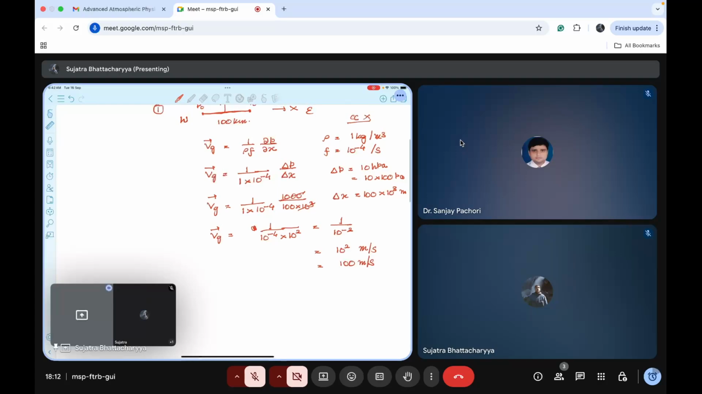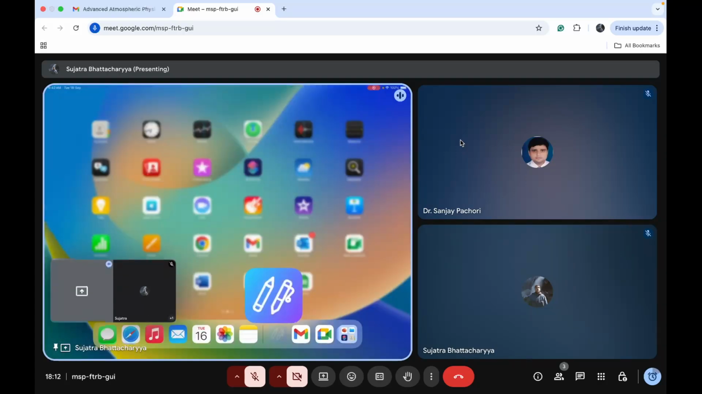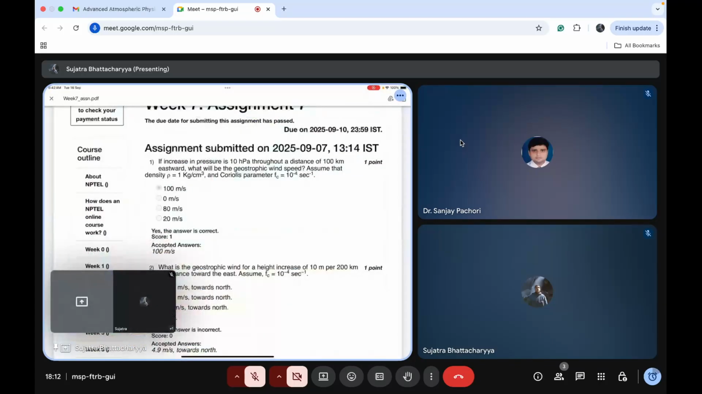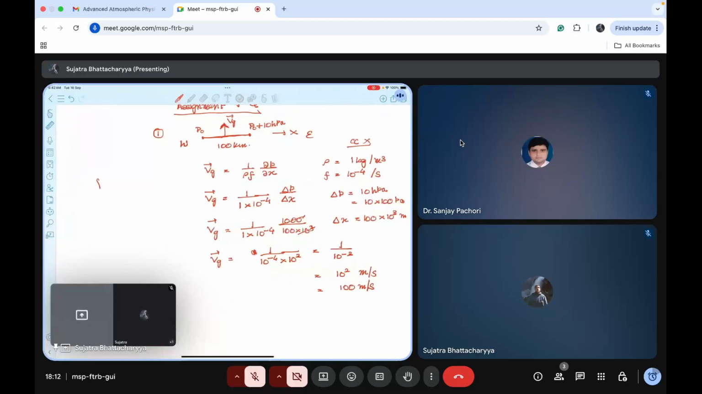Now, the thing is that if you visualize this particular question, see, the Coriolis parameter is 10 to the power minus 4. What is the Coriolis parameter? The Coriolis parameter is 2 omega sine phi, right? We know f is equal to 2 omega sine phi. Now, phi in the northern hemisphere is always positive. So when it is given that f is equal to plus 10 to the power minus 4, that means it is in the northern hemisphere.